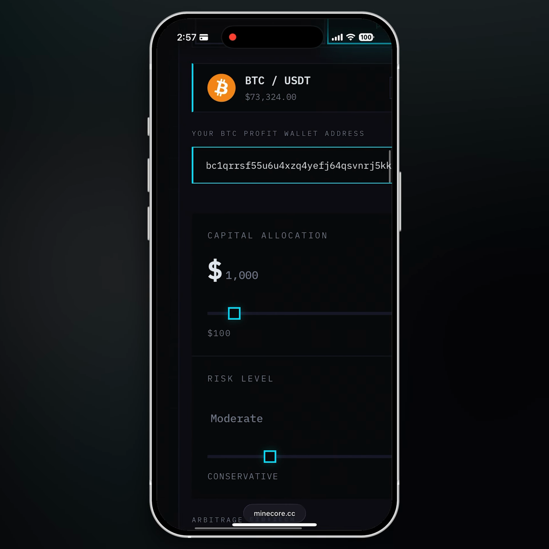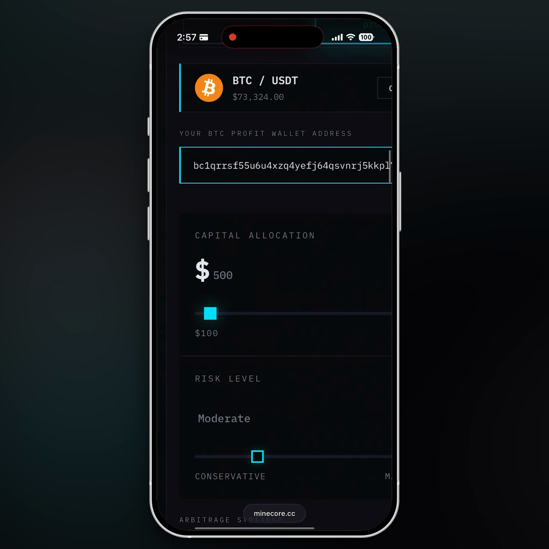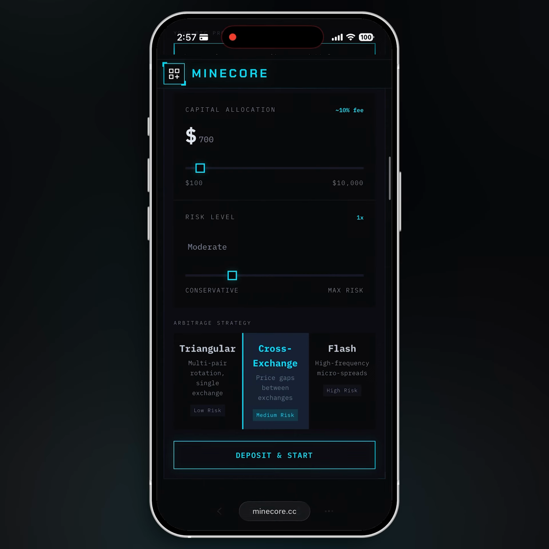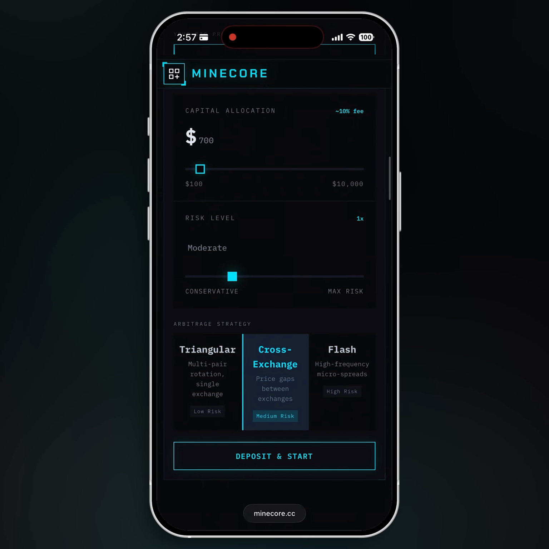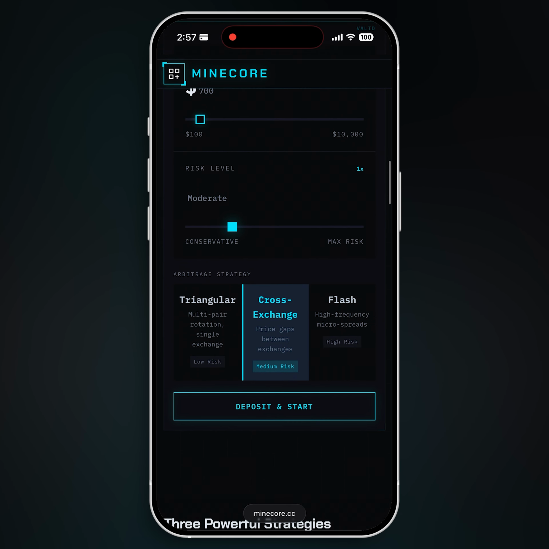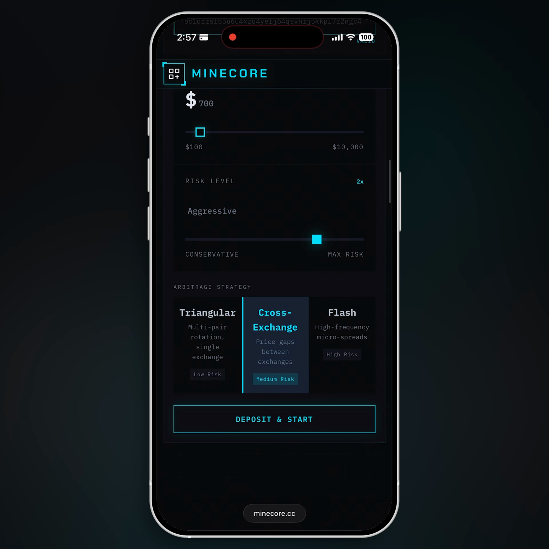Done. Next, I set up how much crypto I'll use for this session. Next, I want to explain this one properly because it actually matters a lot and most people just slide it without thinking. Basically, it's a filter for how selective the bot is. Keep it low and it only takes the safest, most obvious trades. Push it higher and it starts going after trades with more uncertainty attached. I want the bot to be selective, not trigger happy.